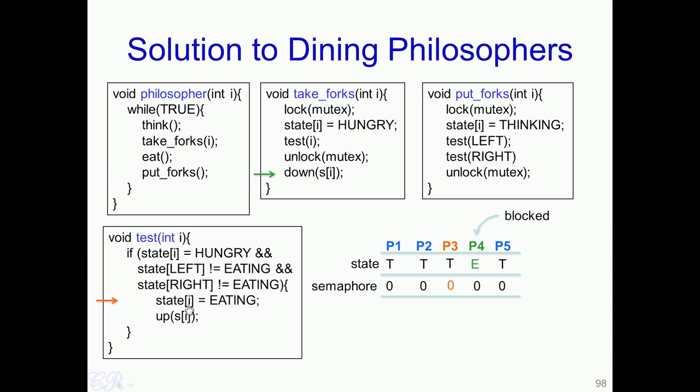Consequently, the value of state for philosopher 4 would be set to eating, and the semaphore value is set to 1 for P4. Now, setting the value of 1 for the semaphore will cause the wake up to occur. So, P4, which was blocked on the semaphore, would wake up, and as a result of this, the value of the semaphore gets decremented to 0. Thus, philosopher P4 would wake up and start to eat.